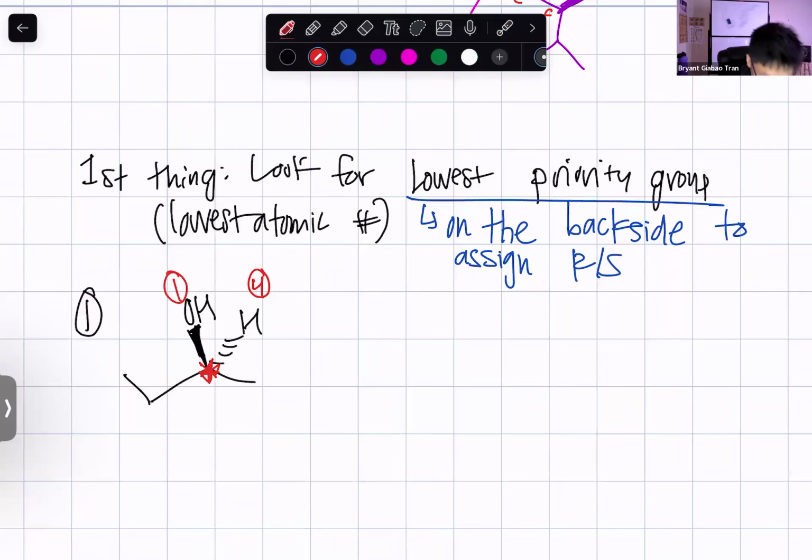Assign priority based on atomic number. Oxygen has the highest atomic number, so that's 1. There's a tie between this carbon and this carbon. So if there's a tie, look at what's directly attached to it, right? So let's look at this carbon right here. Ignore the bond to the chiral center. That carbon is attached to 3 hydrogens. 1, 2, 3.